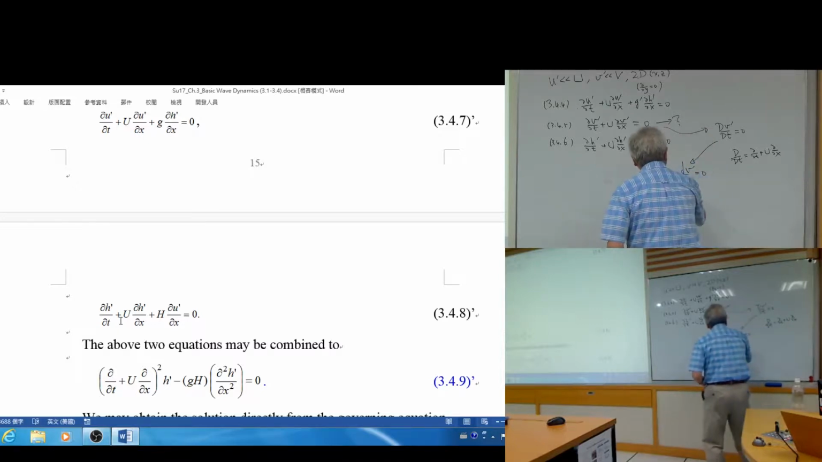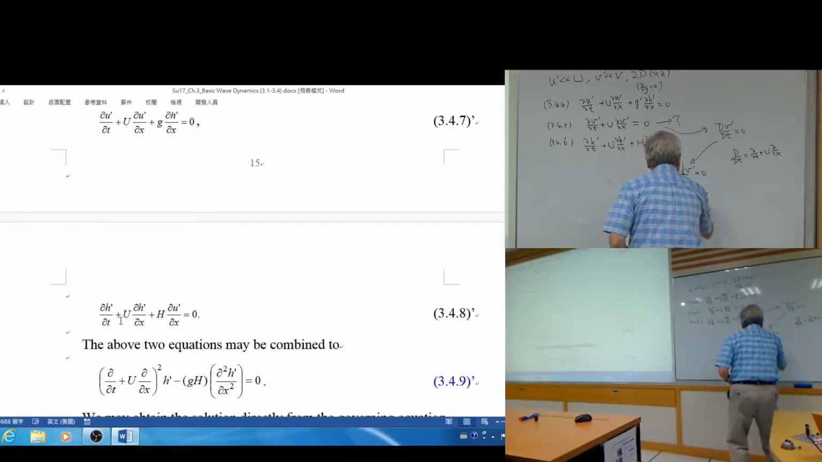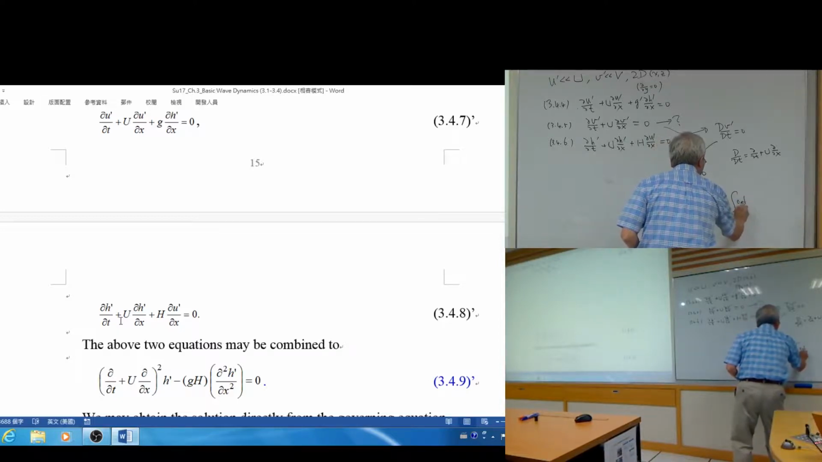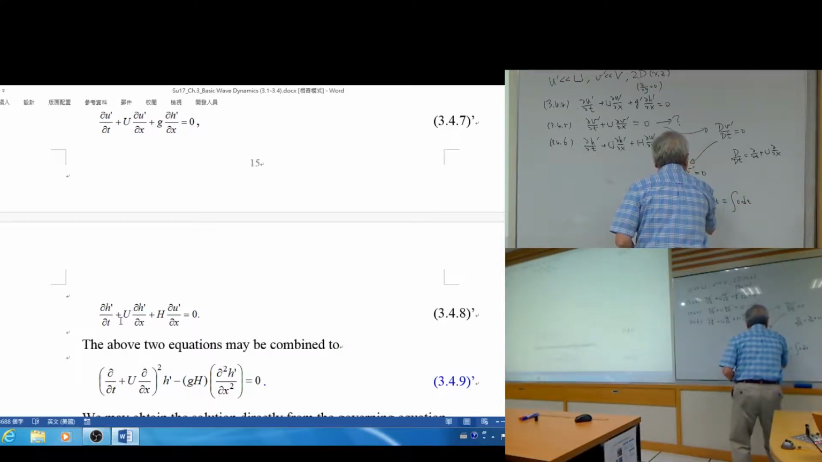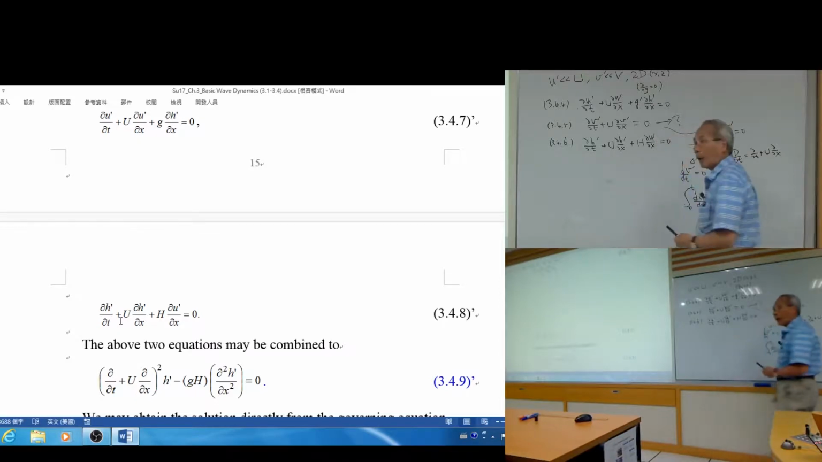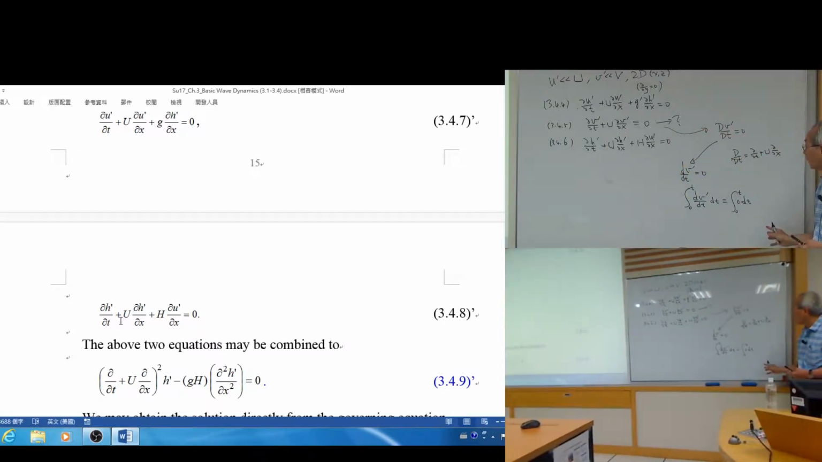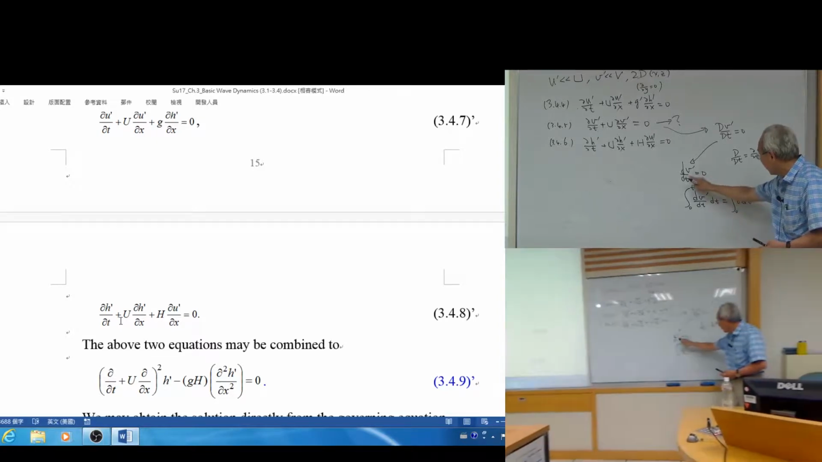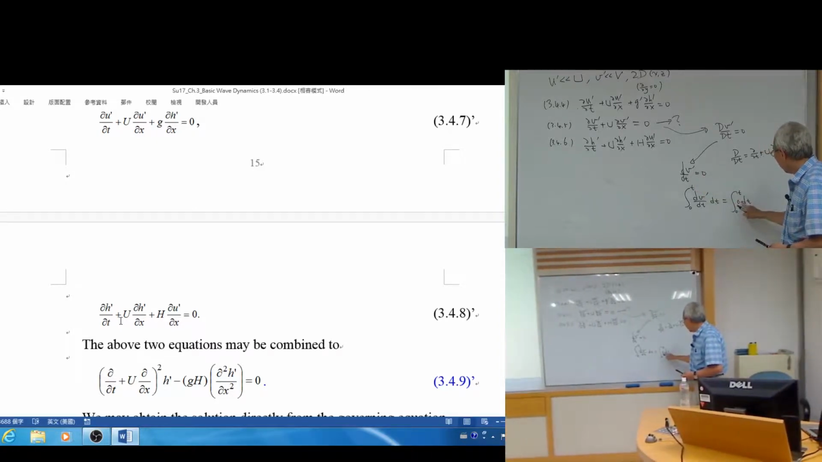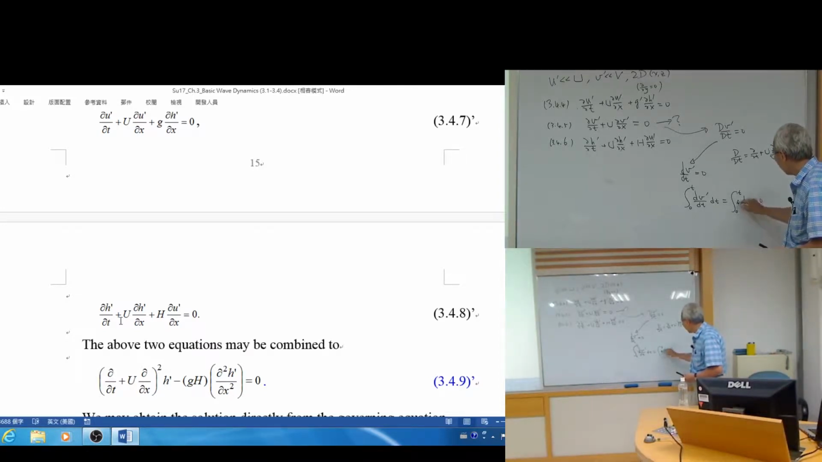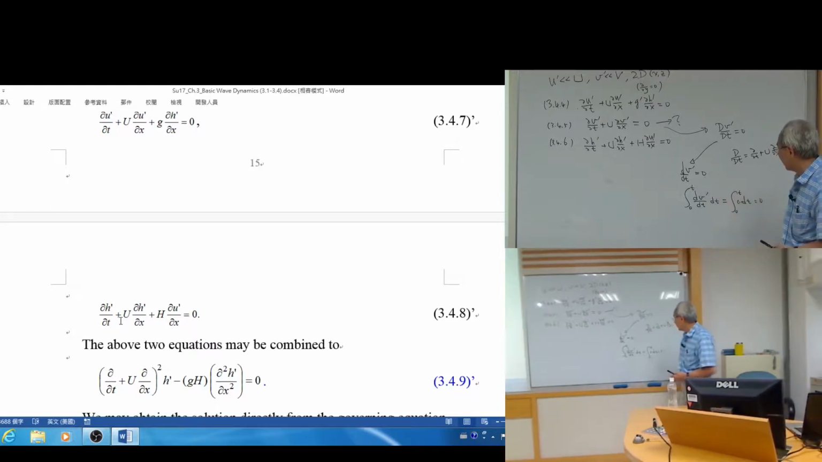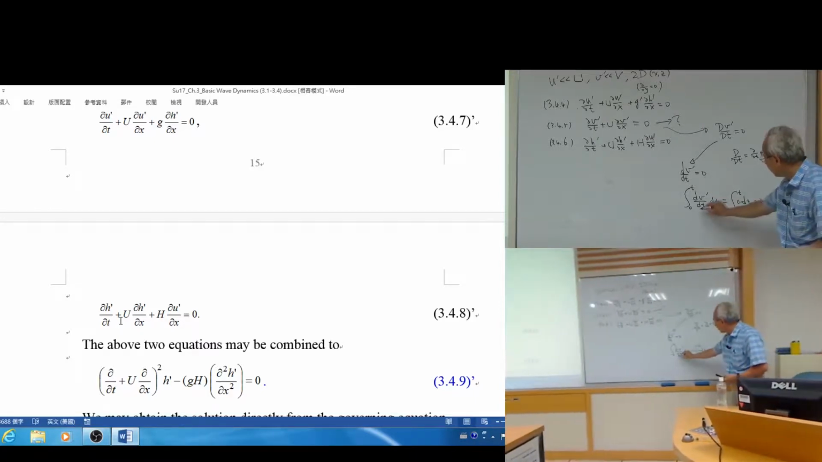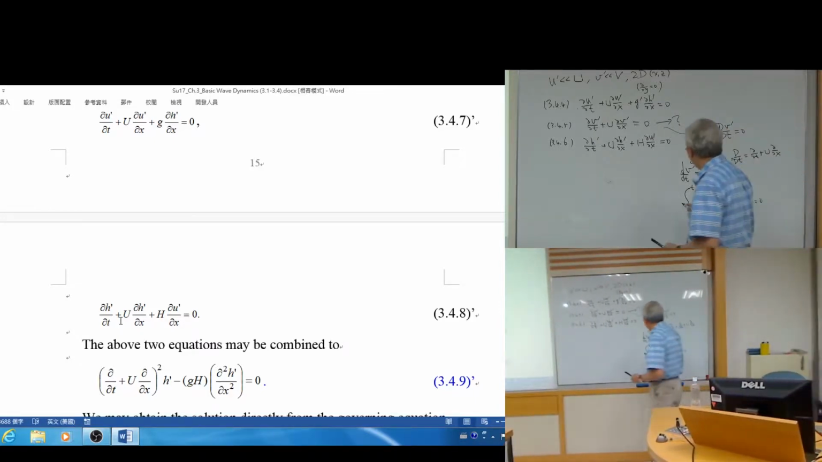Okay, so we integrate dv'/dt with respect to dt. You can integrate this. We multiply by dt here. And this is 0, right? This is 0 times dt. Okay, so this becomes like this.